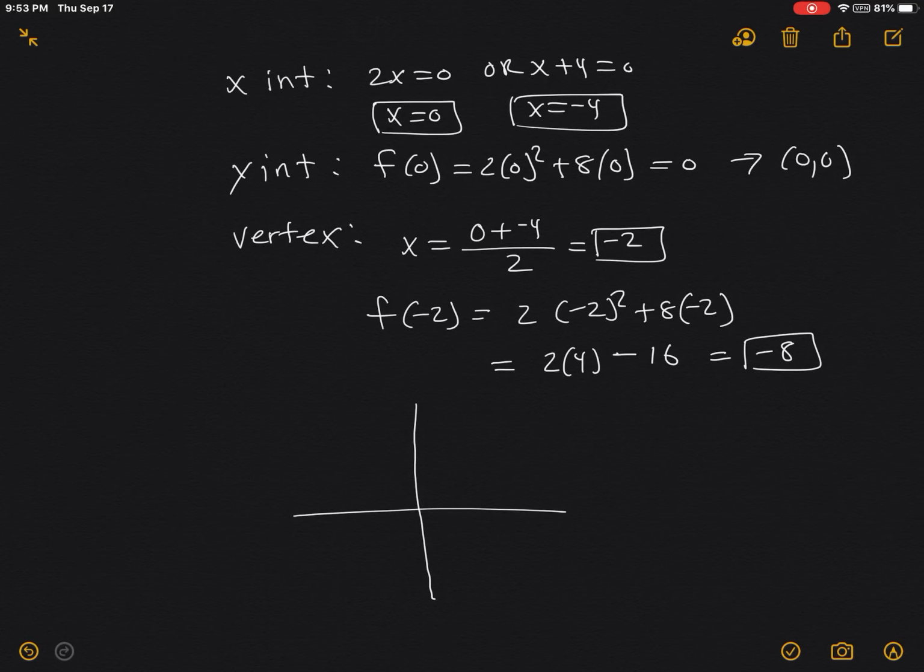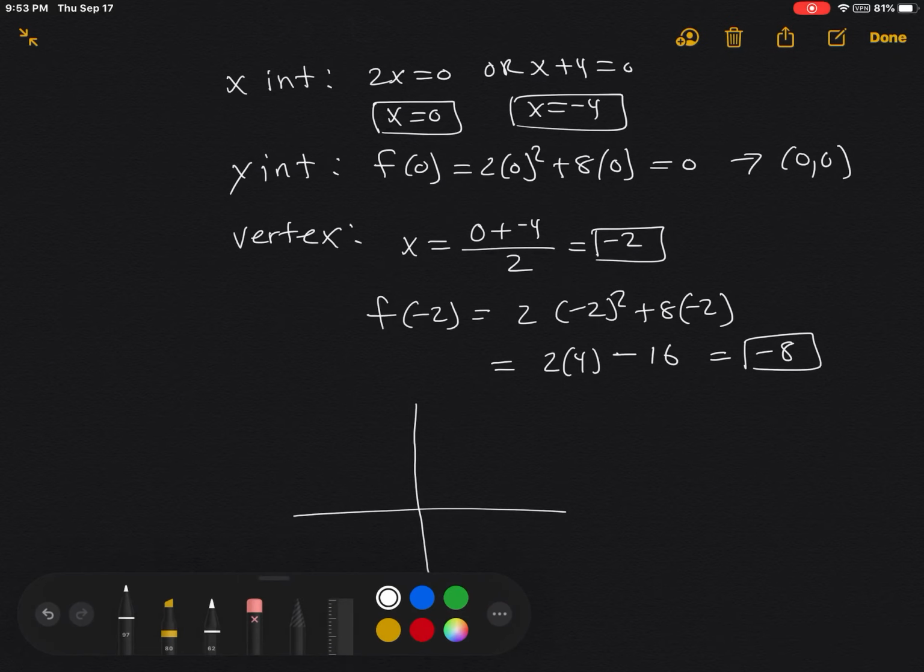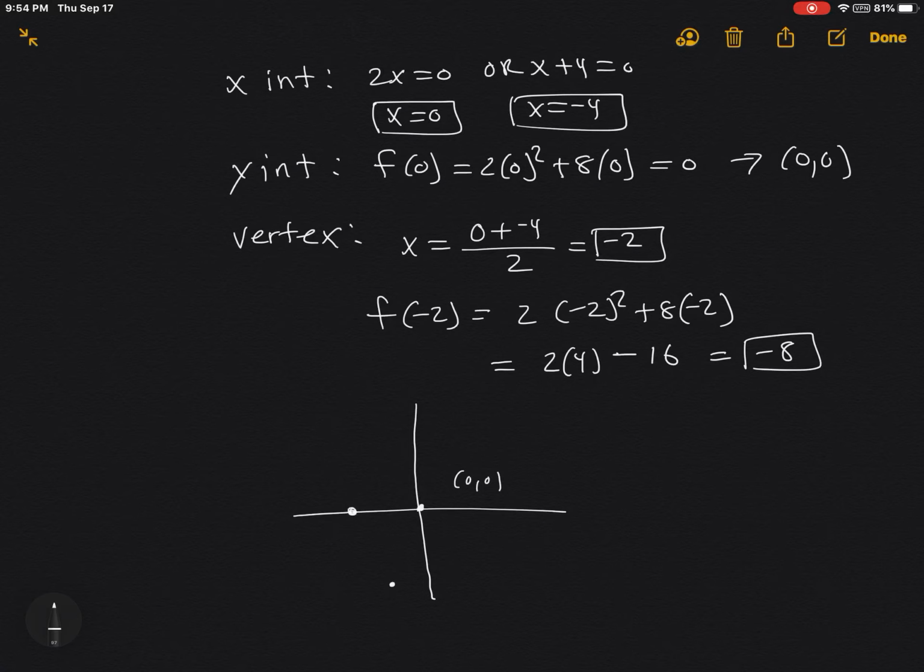-2, -8, without drawing all the tick marks, there it is. And one of my x-intercepts, oops, that's not -2, -8. Let me erase here. -2, -8 would place me in the third quadrant. So let's try that again. So -2, -8 is right here. My x-intercept is at 0. My other x-intercept is at -4. Okay, so you could label it 0, 0 and -4, 0.